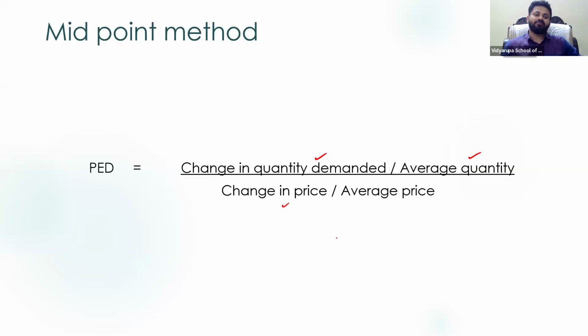So if they ask you to calculate the PED using the midpoint method, this will be the formula. Interpretations are the same: more than one is elastic, less than one is inelastic, etc. But it's a different method, so it will give you different values. This is the point method, and this is the midpoint method.